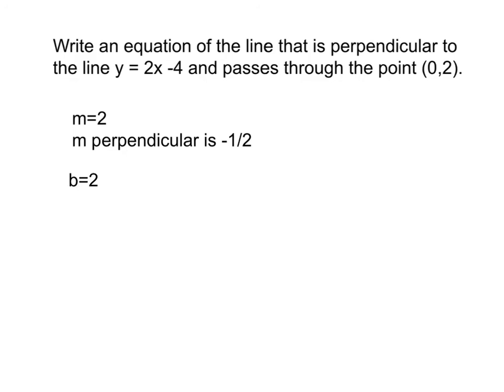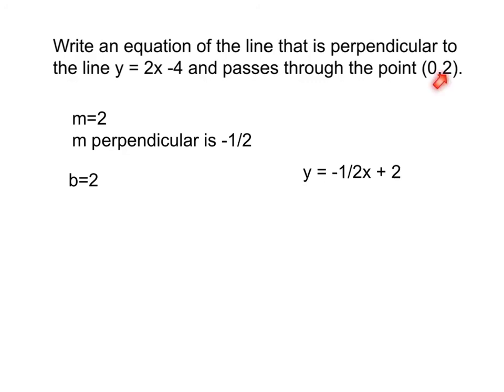So we now have everything we need to put this line into y is equal to mx plus b form. We have the y-intercept of 2. We have the slope of -1/2. All we have to do is write it in slope-intercept form. So here we have our final answer in slope-intercept form.